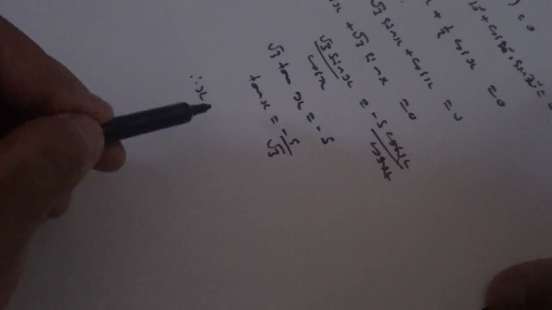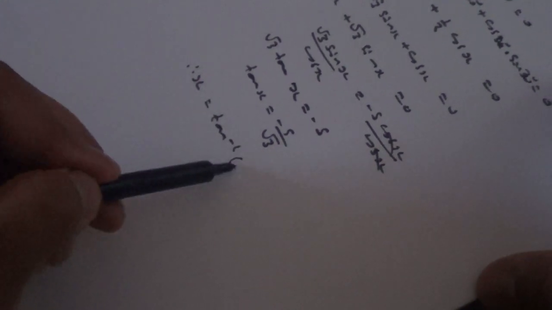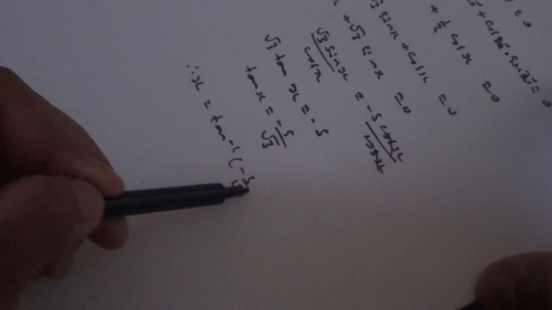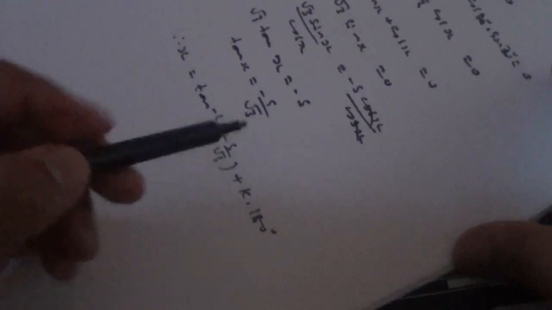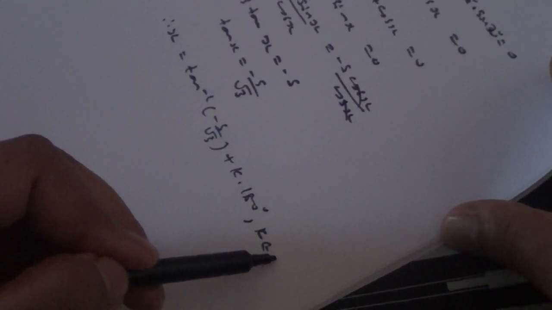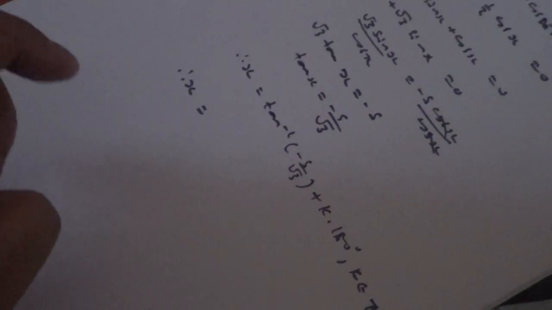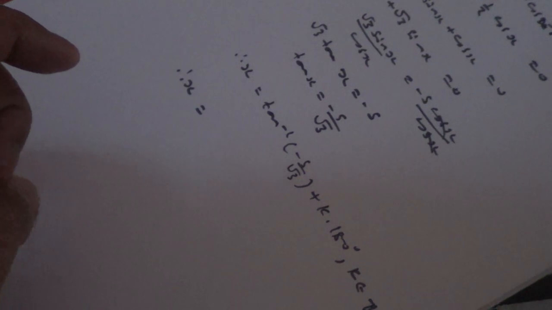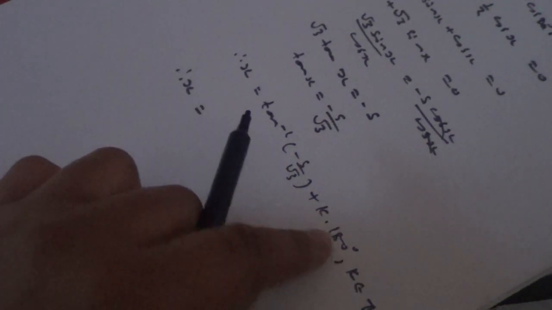Therefore x is going to be equal to arctan of minus 5 over root 3 plus k times 180 degrees, where k is an element of integers. They said general solution, so we're going to stop at that. For tan, it is as easy as just leaving it at what you get. I'm not going to do the fancy stuff of where is tan negative and all. It doesn't really matter because 180 captures that.